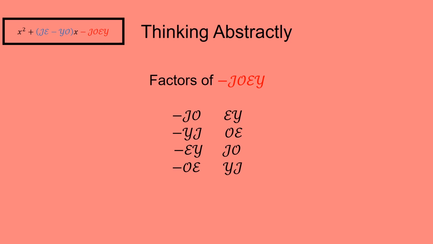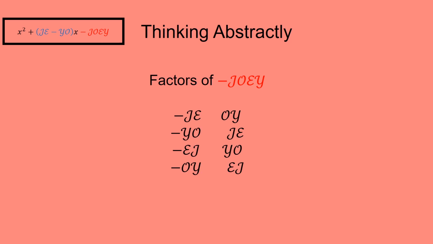Now we got negative JOE times Y, we got negative YEJ times O, we got negative Y times JOE, and we got negative O times YEJ. None of those add up to JE minus YO, or B value, and so we must press on. I do think if we switch these middle 2 values, the O and the E, the J and the O, the Y and the J, the E and the Y, we might get our answer.